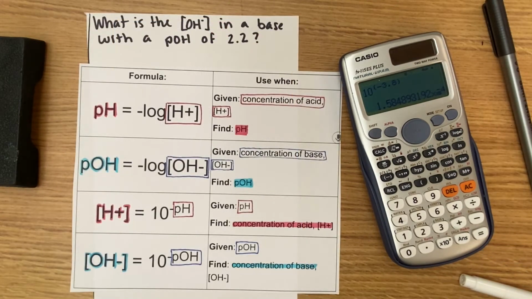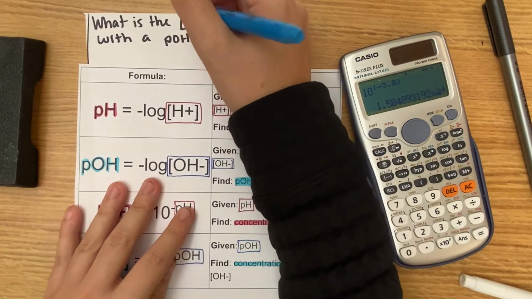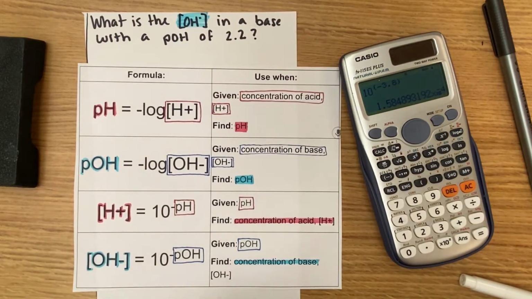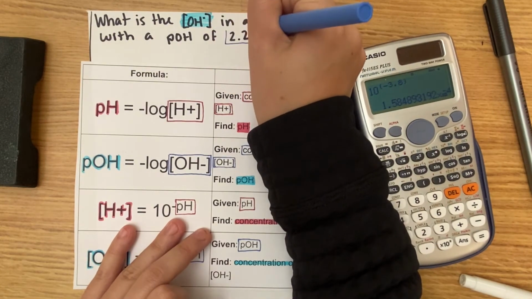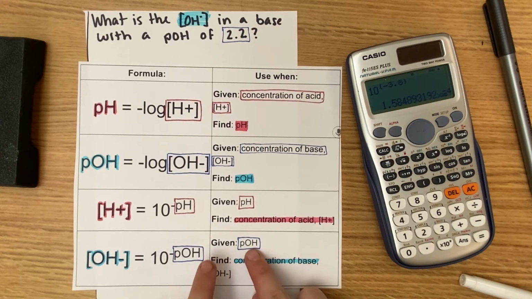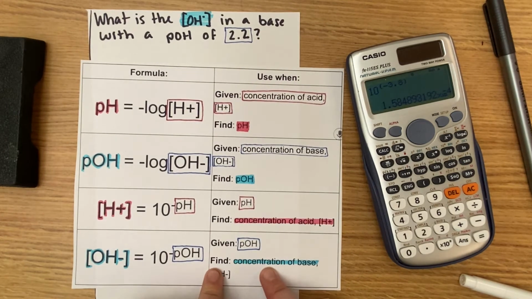What is the concentration of OH minus? So again, we're looking for a concentration. This time we're looking for the concentration of OH minus in a base with a pOH of 2.2. So we're given a pOH this time. So given pOH, find concentration of the base.